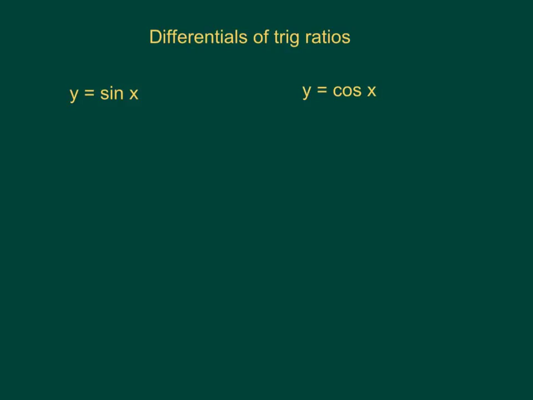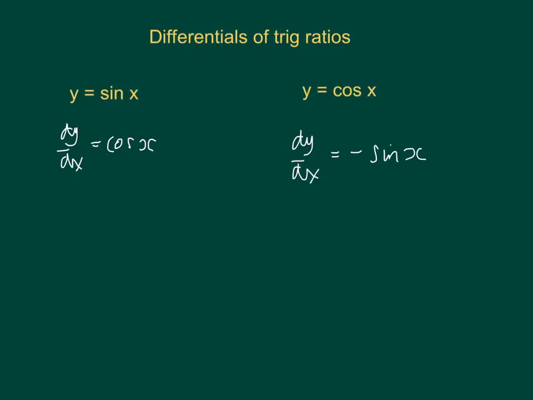In this video we're going to be looking at the differentials of the 6 trig ratios. The first two, sin x and cos x, you don't need to know the proof. You'll be deriving them in class, but for now I'm just going to put down the results of them. So if y is sin x, then dy by dx is cos x. And if y is cos x, then dy by dx is minus sin x. Okay, so those two results you need to learn.